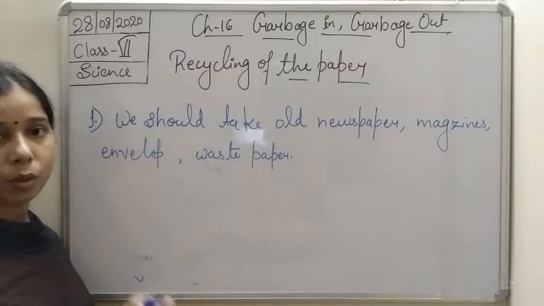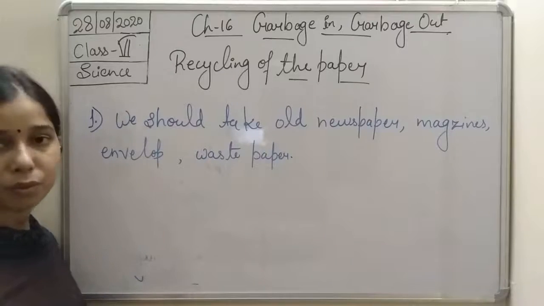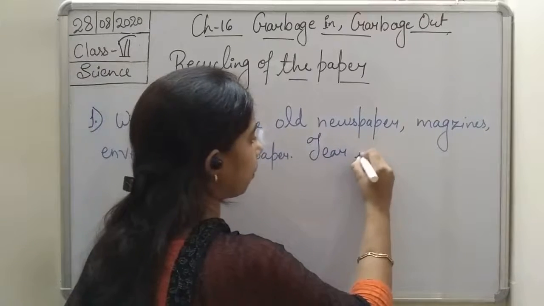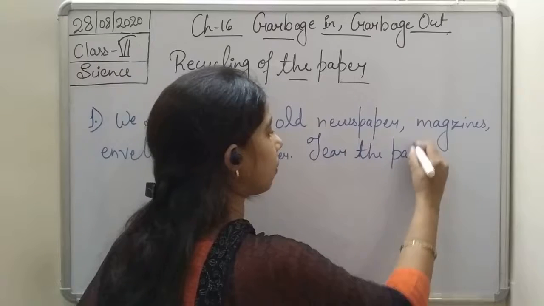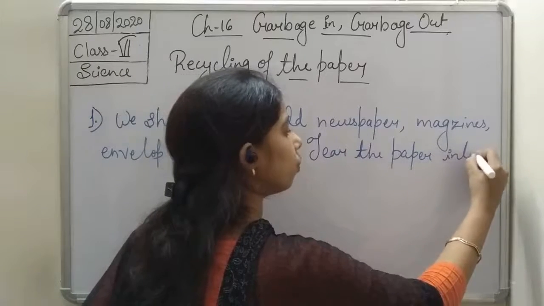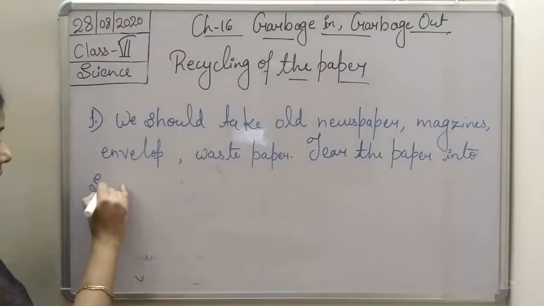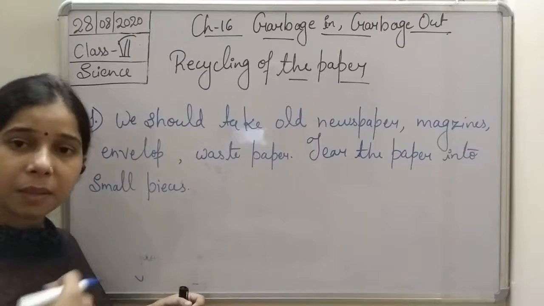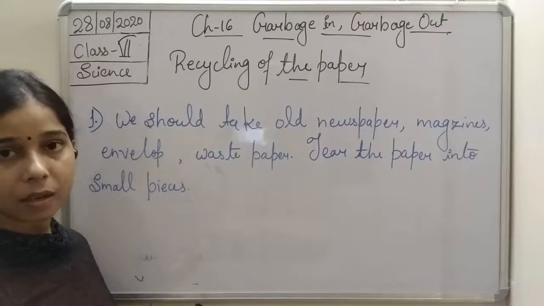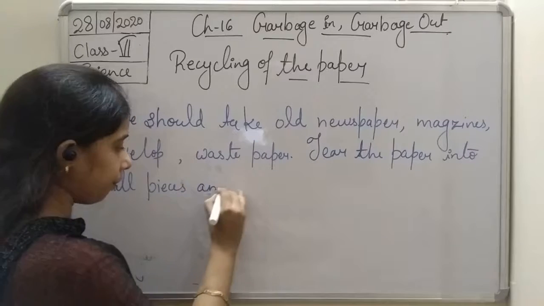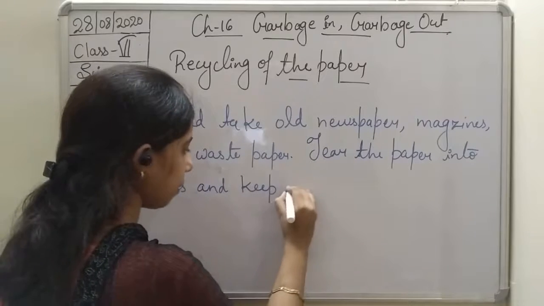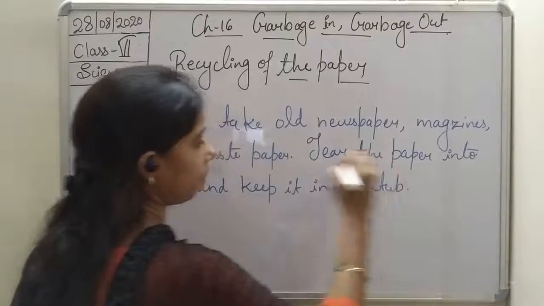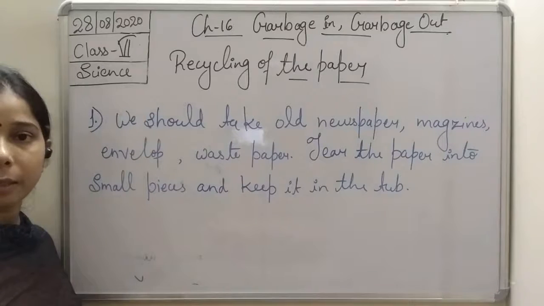Okay, so we have taken the old newspaper, the magazine and the waste paper. Now what will we do? We will tear the paper into small pieces. Okay, so we will tear the paper into small pieces, and after tearing it, we will keep it in the tub.